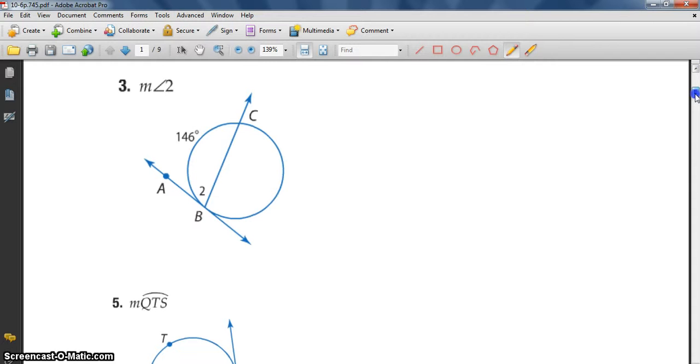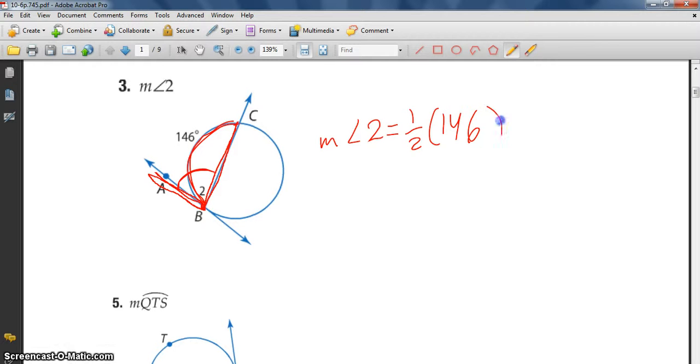For number 3, this angle is just an inscribed angle because its vertex is on the circle. So its angle measure is half of its intercepted arc. So this arc right here. So the measure of angle 2 is equal to half of 146, which just gives you 73 degrees.